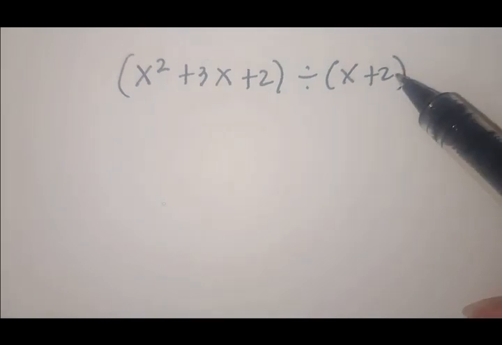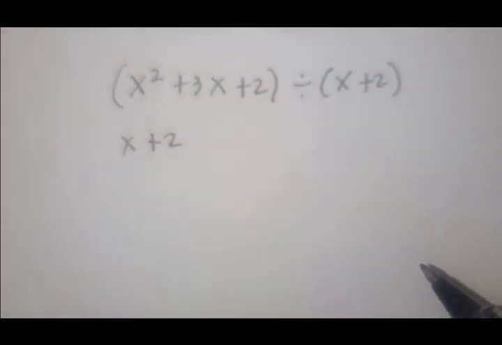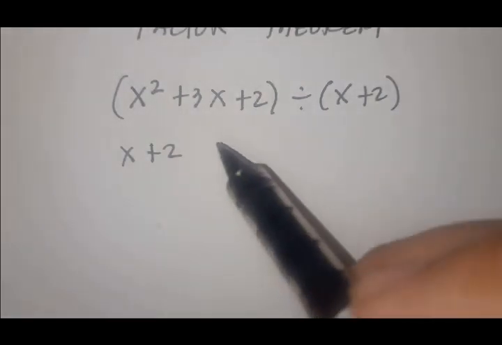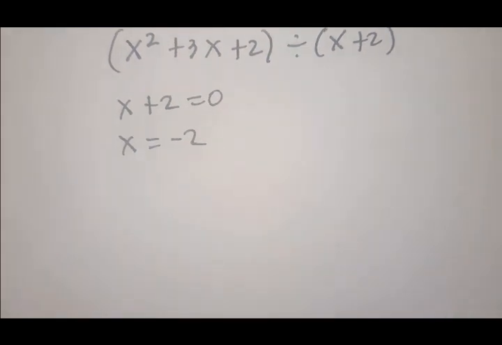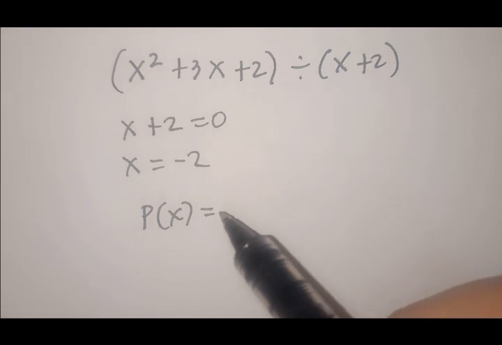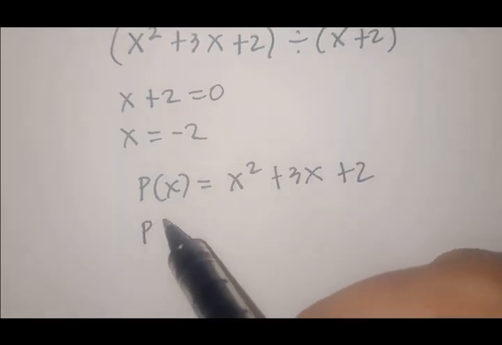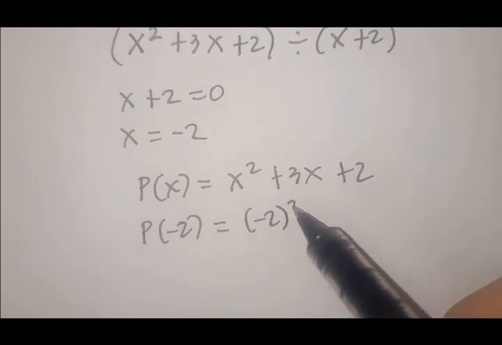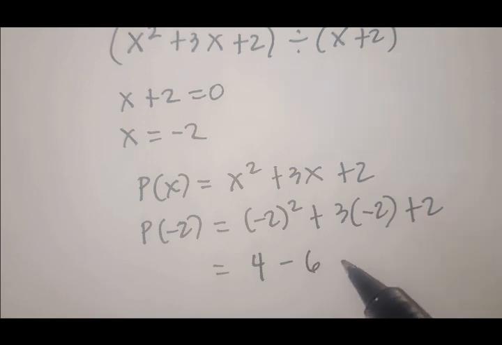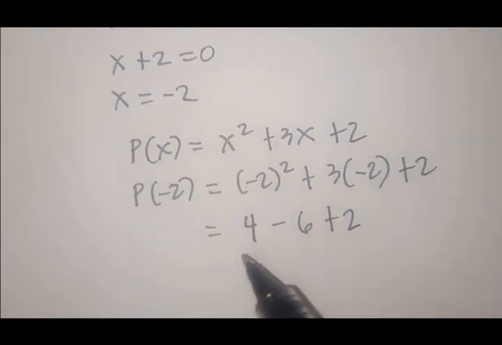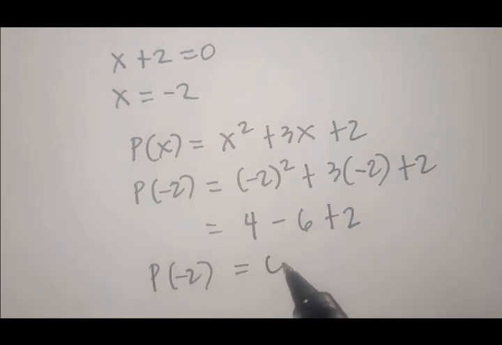So, let's start. Una, equate muna natin for the value of x. You have x plus 2 equals 0. So, x will be negative 2. So, solve natin siya ngayon. With the p of x, we have x squared plus 3x plus 2. Then, ang value ng x na meron tayo ay negative 2, so negative 2 squared plus 3 times negative 2 plus 2. We have 4 minus 6 plus 2. So, if you're going to equate this, 4 minus 6 is negative 2 plus 2 is 0. So, p of negative 2 is equal to 0.